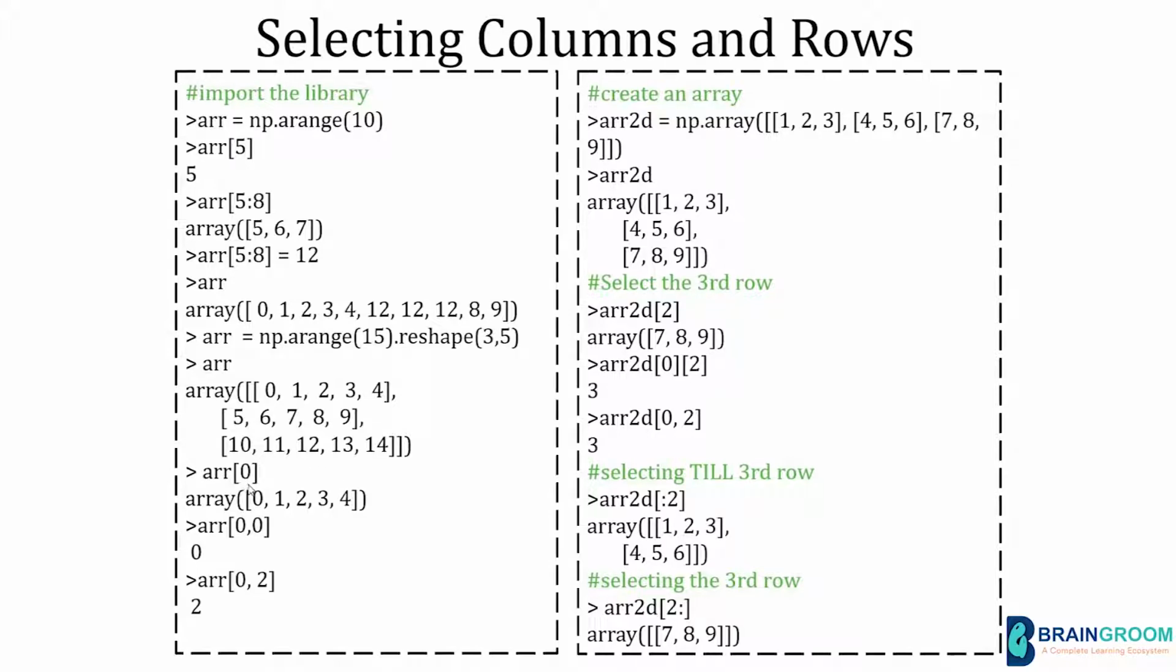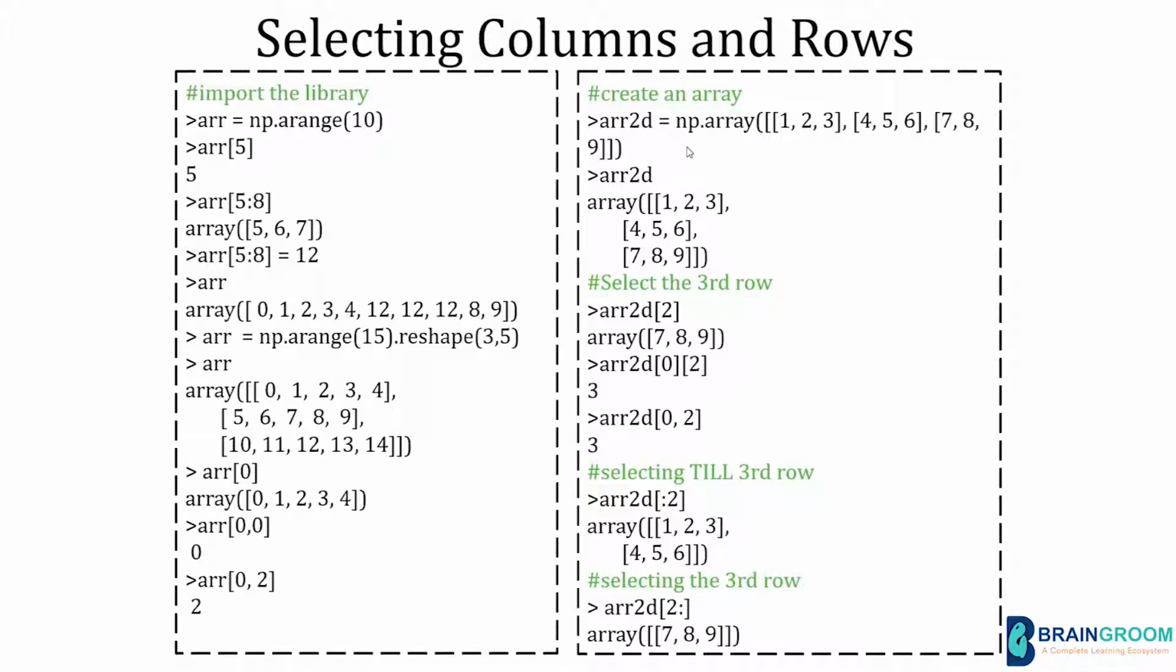If we want to print only the first row, yes, we can. Array of 0 means the first row. If you want to print a specific row with a specific column, for example 0,0 prints the first value, 0. 0,2 means first row, third column, that is 2. So a specific row, specific column, and specific values can also be printed. So we can create the array.